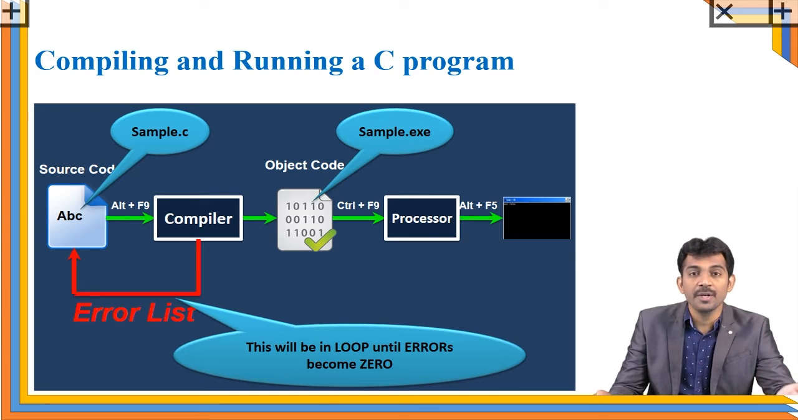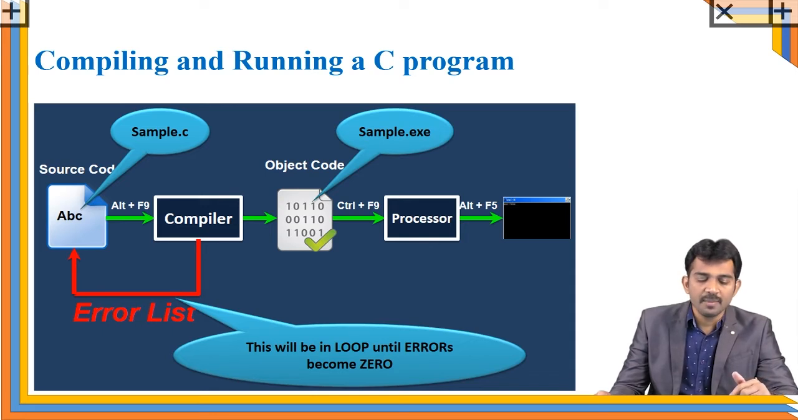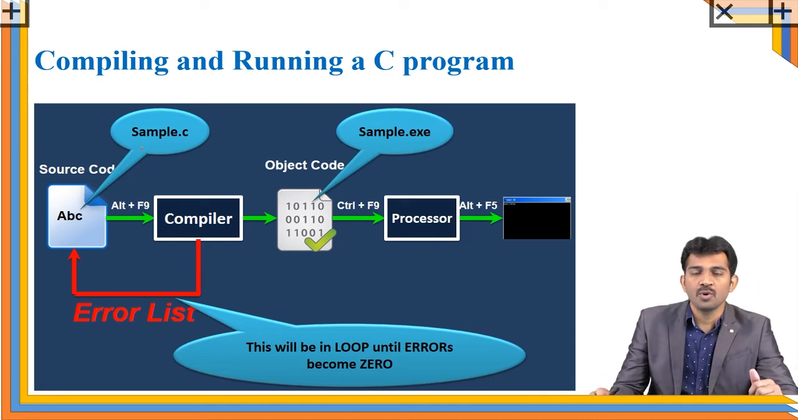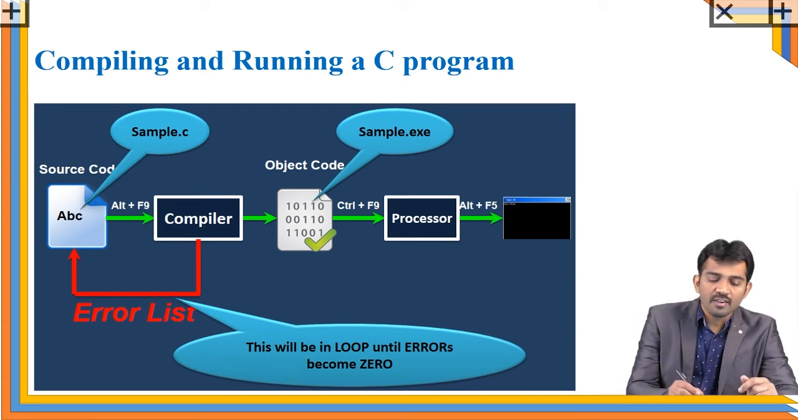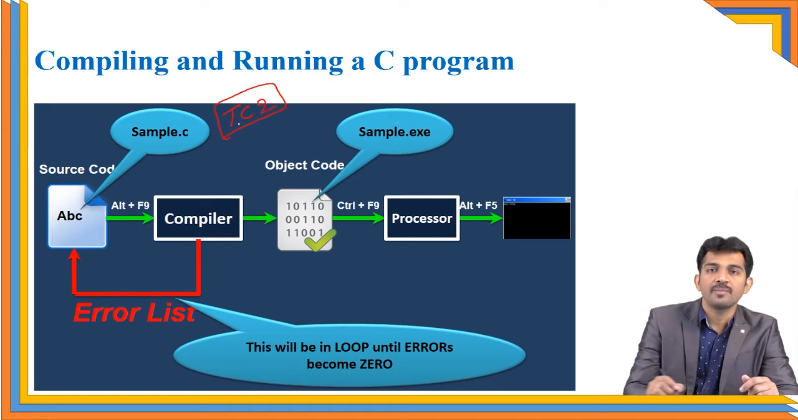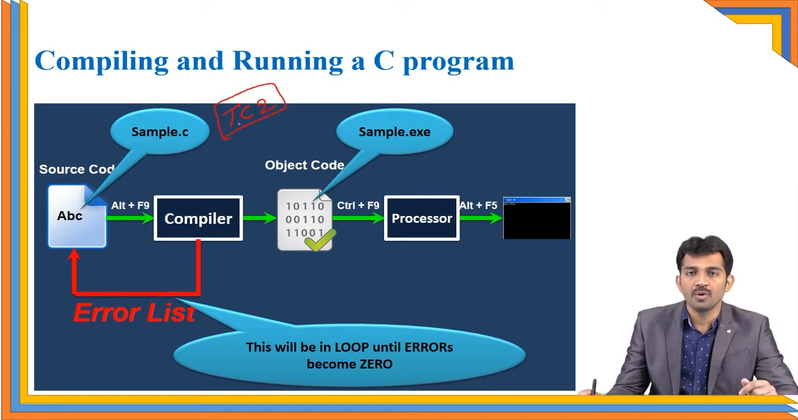Next, we'll see how to convert our C program into the executable file. This is the process. Here, the first step is the source program, sample.c. When you compile a program, generally Alt F9 is used in Turbo C, TC2. Turbo C2 is software that we generally use to compile a program.